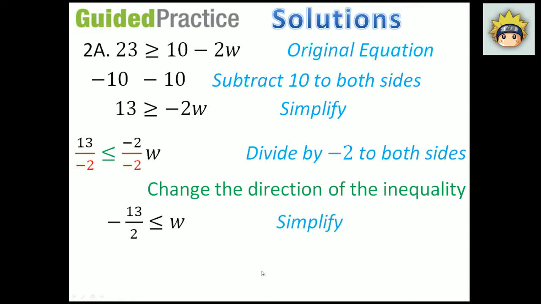After you simplify, it is negative 13 over 2, which is less than or equal to w. In my solution set, we say w is greater than or equal to negative 13 over 2. I just wrote this answer in set notation.